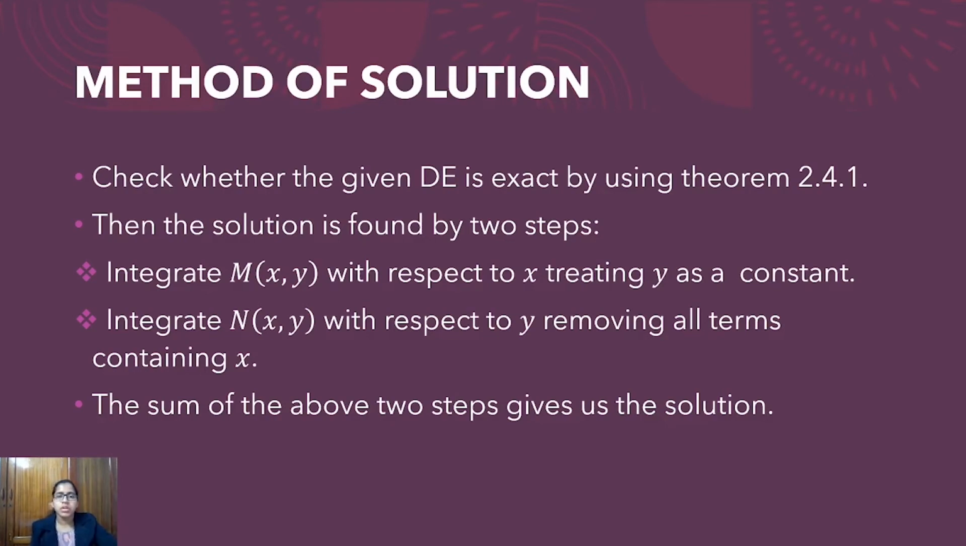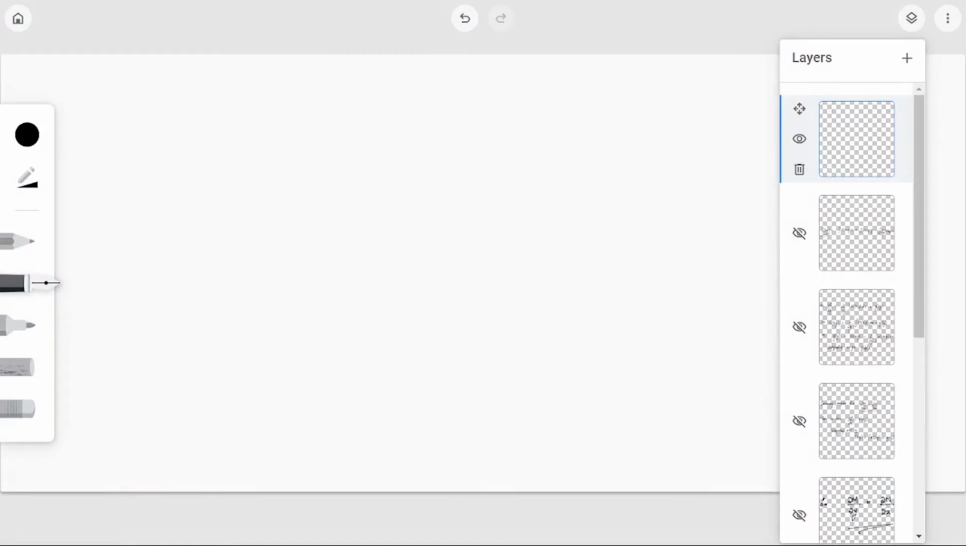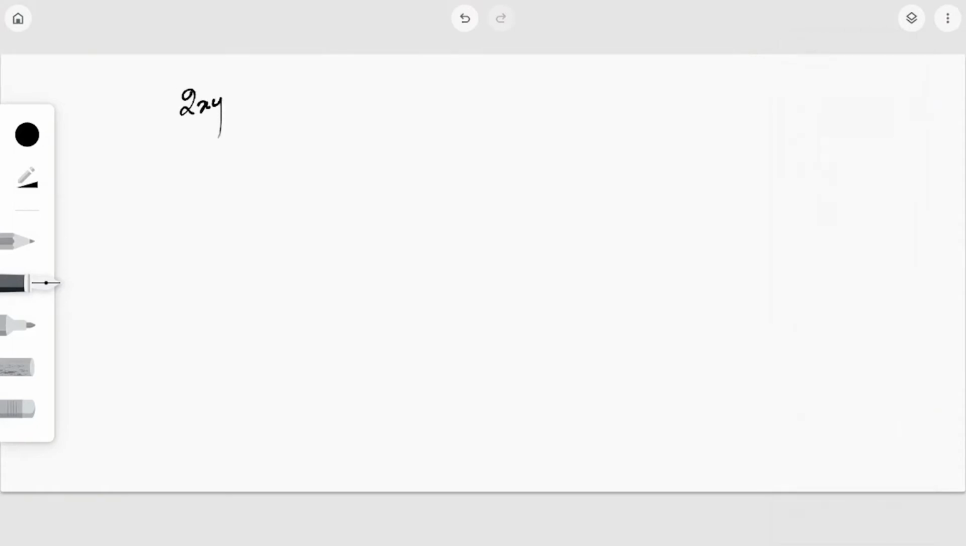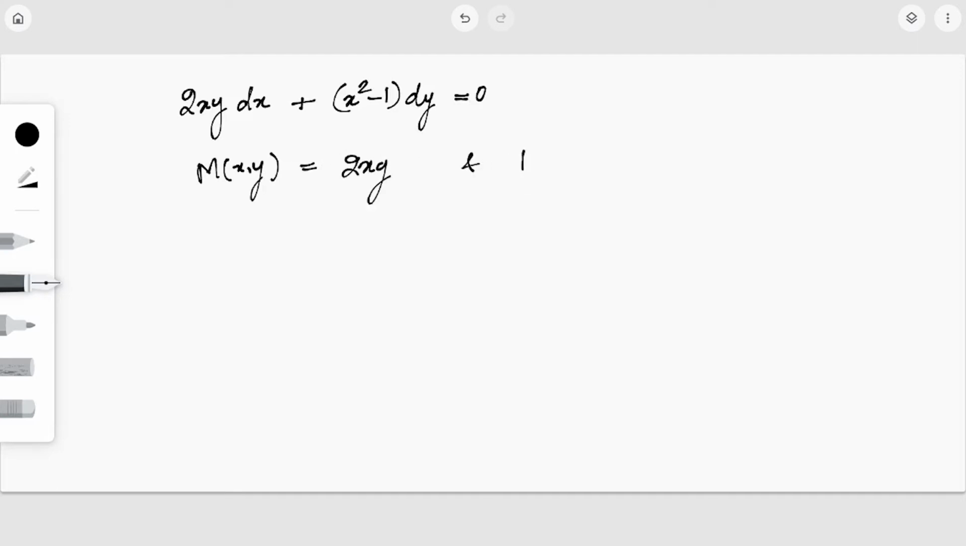So let's work out a few examples which are given in your textbook. The first one: we are asked to solve 2xy dx plus (x square minus 1) dy equal to 0. So this is the expression given to us. First, identify what is M of x, y. M of x, y is nothing but 2xy. And what is N of x, y? N of x, y is nothing but x square minus 1.